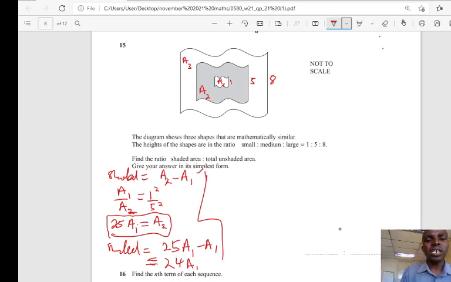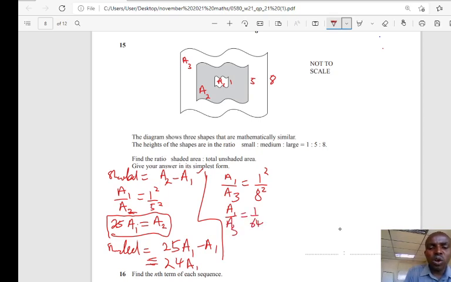The unshaded one, we can also use area 1 over area 3. Its ratio is 1 squared over 8 squared. Those two areas, area 3 in terms of area 1 also. 8 squared is 64, so area 1 over area 3 is equal to 1 over 64. You cross multiply, 64 area 1 is equal to 1 times area 3, which is just area 3. Now we found area 3 in terms of area 1.